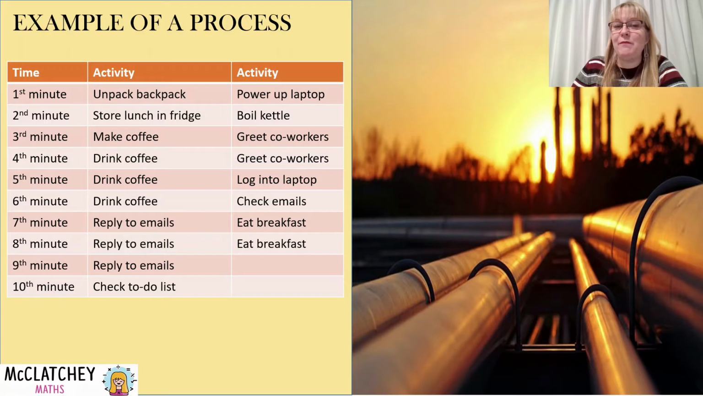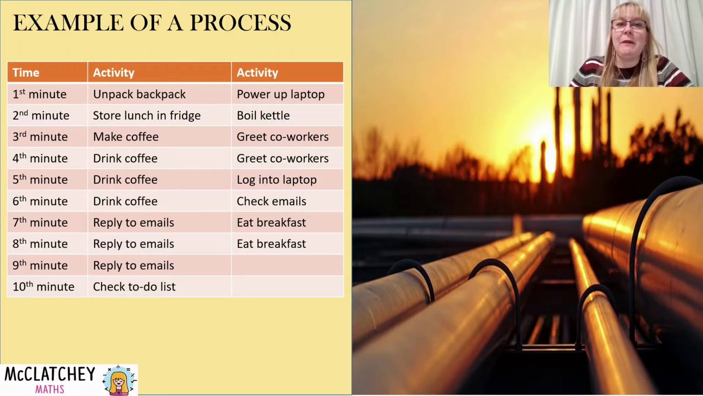This is the process of me getting ready to go to work. And I've set this up in what's called an activity chart to begin with. In the first column, you can see the time that it takes in the process. So the first minute, the second minute, what's happening every minute as I go along for the first 10 minutes of my day. Then in the next column, you can see what the activity is. And then I've got a third column where I'm doing two activities at the same time.